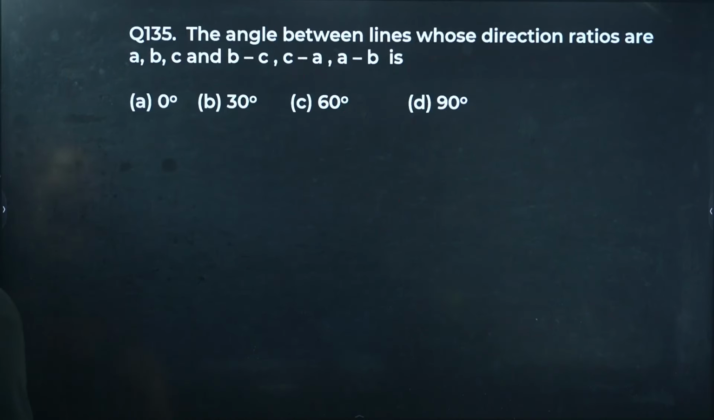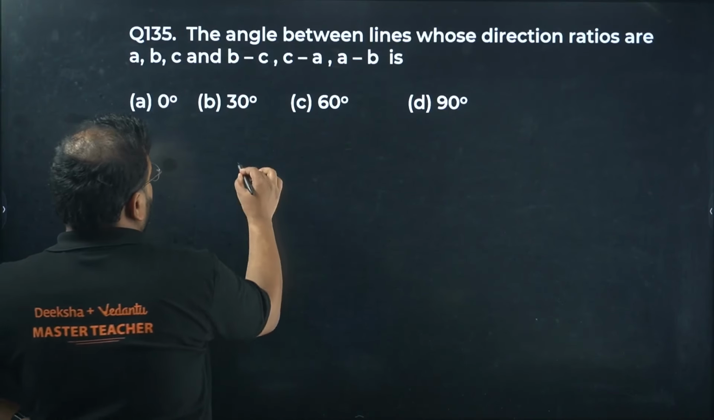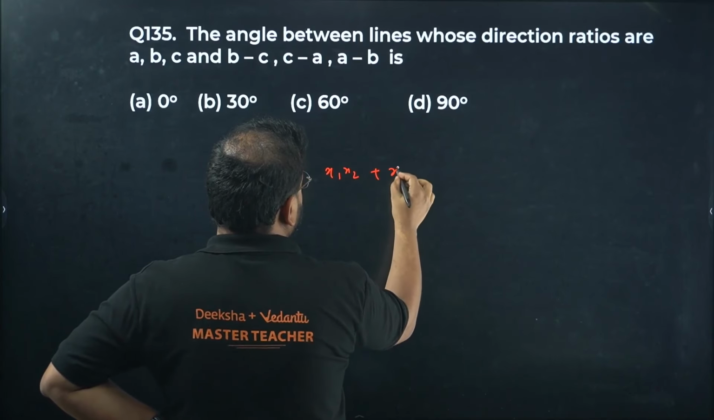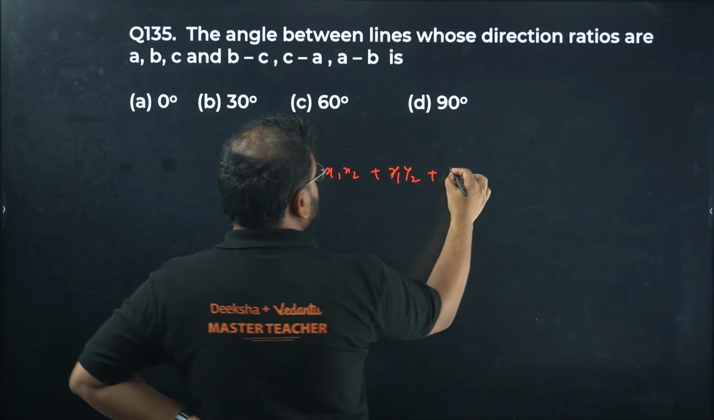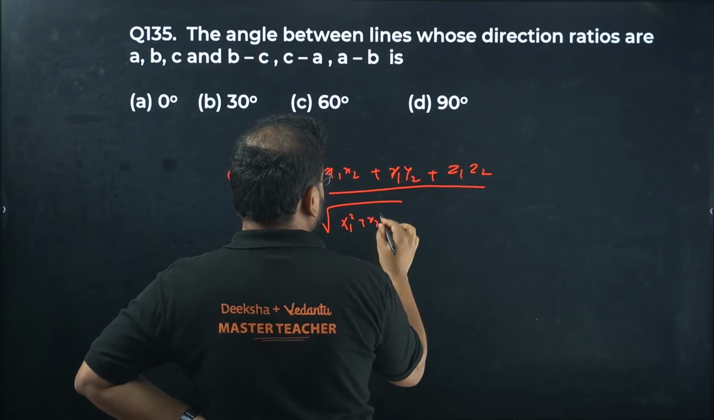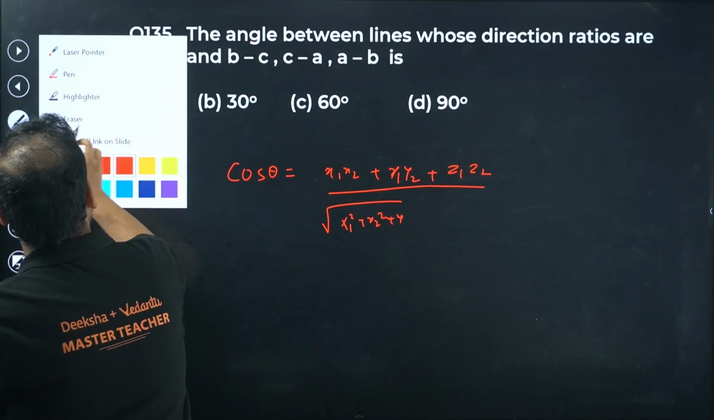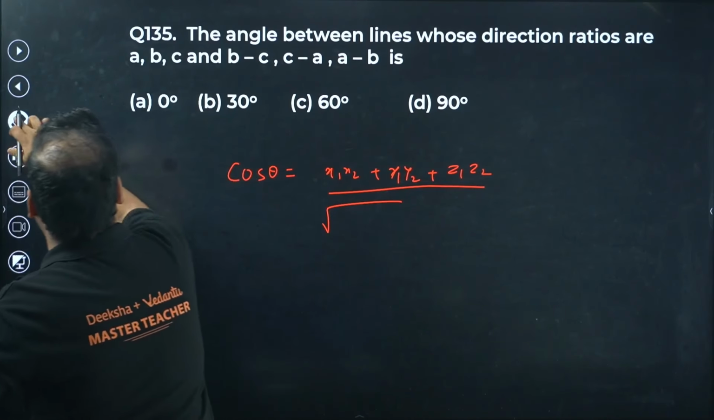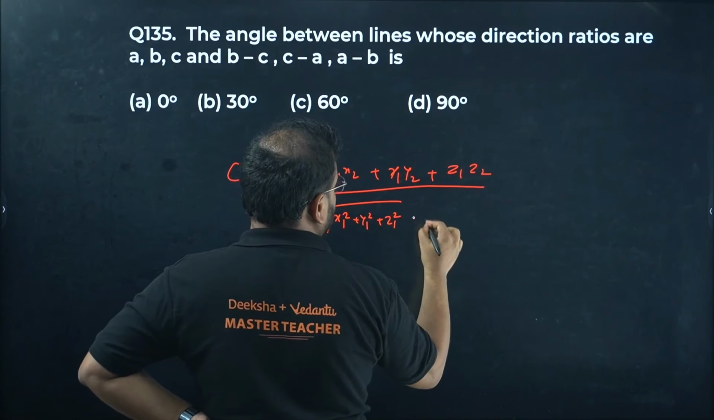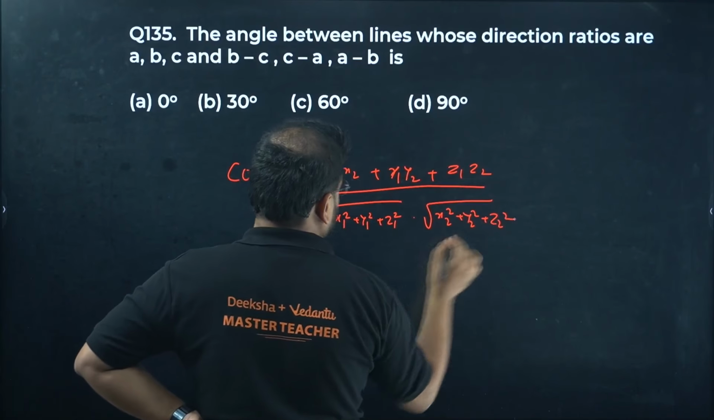Next, 135. The angle between the lines whose direction ratios are given. Okay, direction ratios are given. Means we'll have this approach: x1 x2 plus y1 y2 plus z1 z2 divided by the root of x1 square plus y1 square plus z1 square into the root of x2 square plus y2 square plus z2 square. My bad, guys.